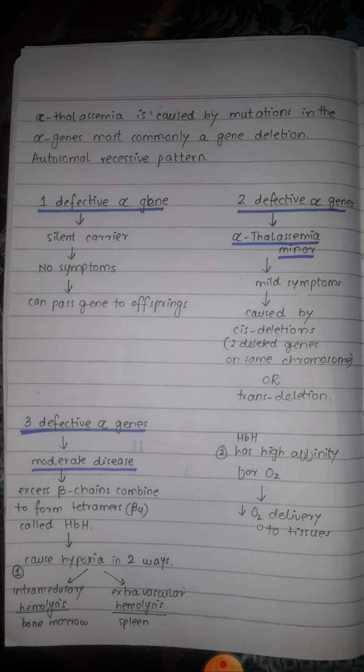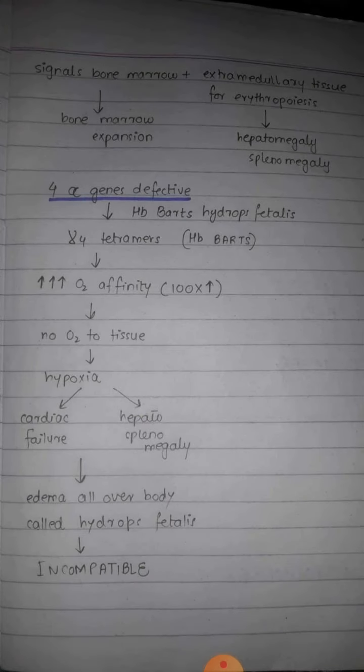And when there is hypoxia, there is hemolysis of the red blood cells. Now a person is having hemolysis. There is intravascular hemolysis as well as extravascular hemolysis. So signals will go to the bone marrow and there will be bone marrow expansion. At the same time, there is also extramedullary erythropoiesis. For example, in addition to bone marrow, erythropoiesis will also start to take place in the liver and spleen. So the person will suffer from hepatosplenomegaly.